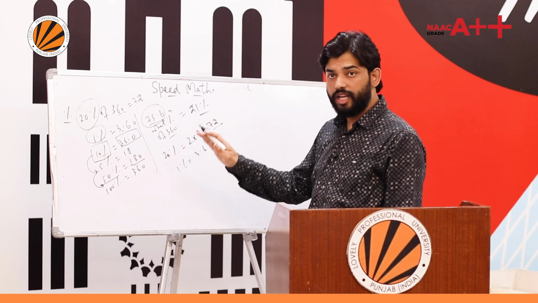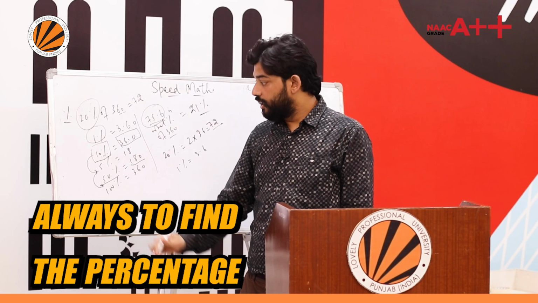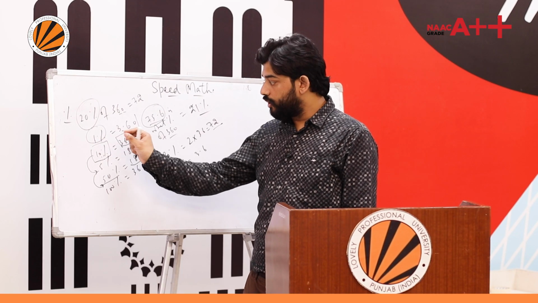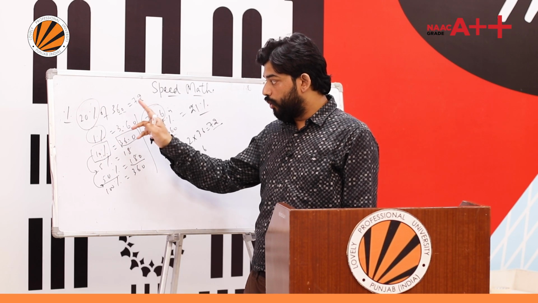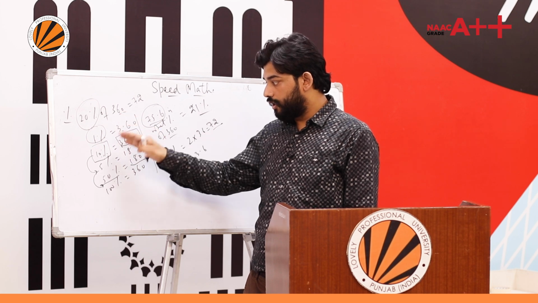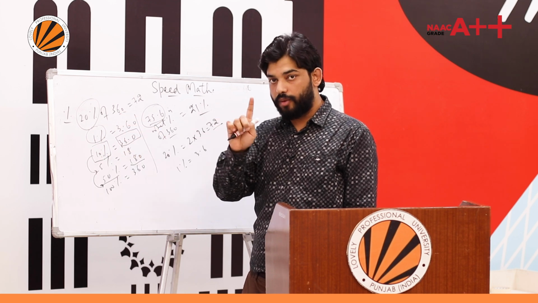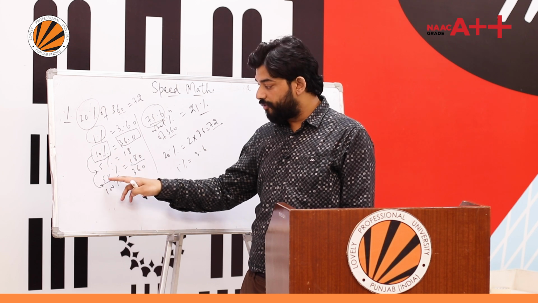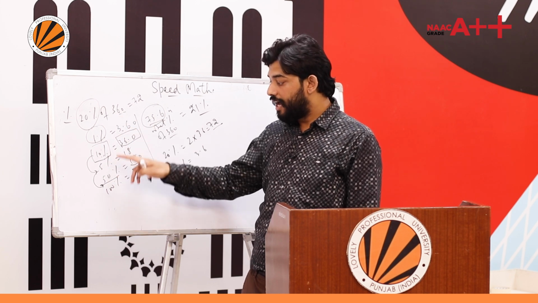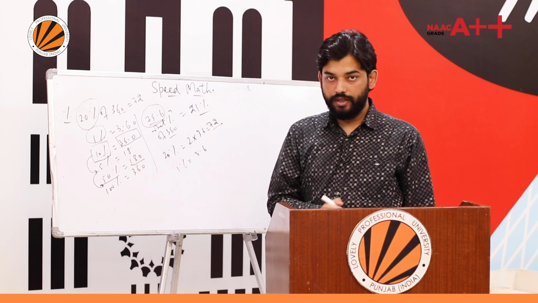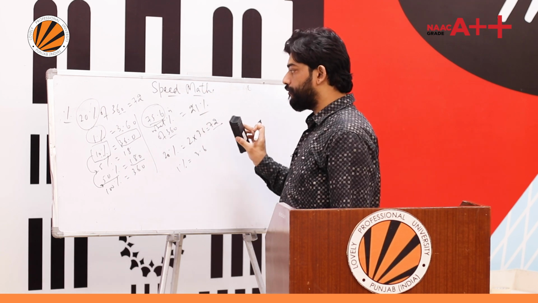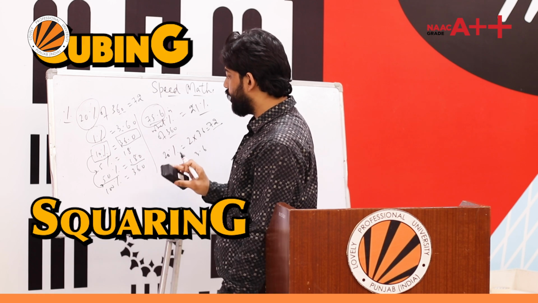Okay. So this is very important. Always to find the percentage, these 5 milestones are supremely important. 1% is always going to be a number where we'll skip 2 digits from the right side and then put the dot. For 10%, skip 1 digit from the right side and then put the dot. 5% will be half of 10%. 50% is half of the given number 360 and 100% is the number itself. Okay. This was percentage. Now let's continue with the next aspect of it, which is squaring and cubing.